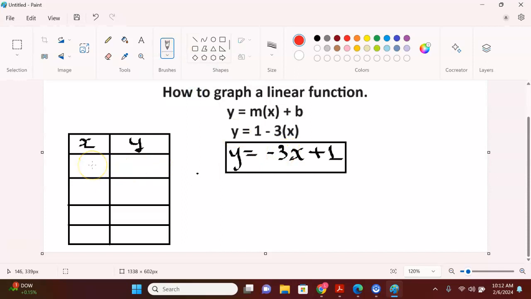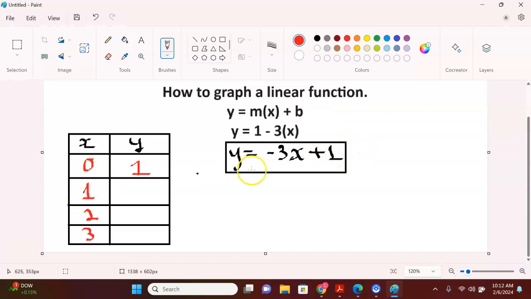The best input to always start out with is 0. Then we can go with 1, 2, 3, or if you want, you can also go with negatives. So when x equals 0, negative 3 times 0 is 0, and 0 plus 1 is 1. So my output is 1, and the ordered pair is (0, 1). That's the first ordered pair, which is my y-intercept, because when x equals 0, y equals 1. That's the b term right there.